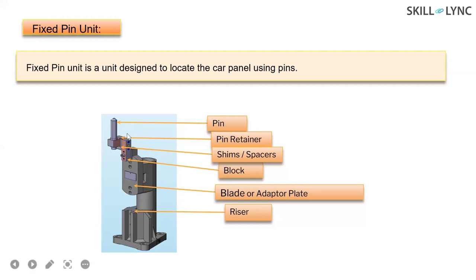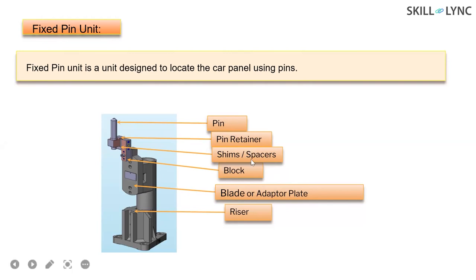There are different components. One is the pin, which is used to locate the particular component. The pin retainer is used to hold the pin in place, so it will not allow my pin to rotate. And we have shims. Because of tolerance stack up, we want to adjust the location of the pin to the required dimension. For that, we'll have extra filler material, like washers or something. So shims are used to get that dimensional accuracy.